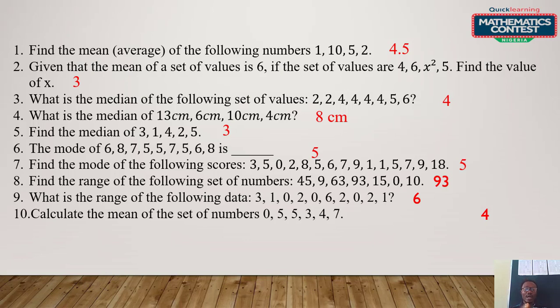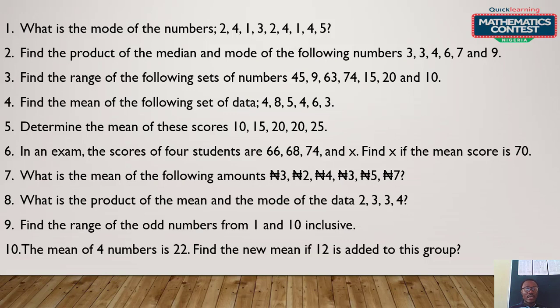Then I have 4, that is 24. But take note, I have 6 entries. So 24 divided by 6 will give me 4. So that is that.